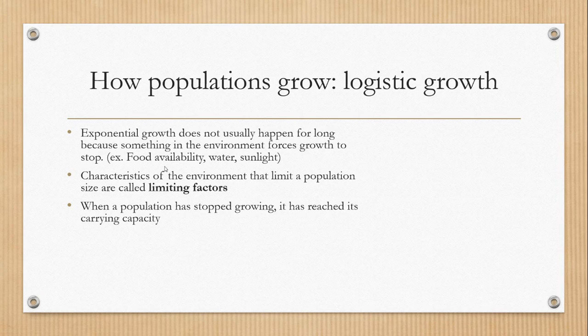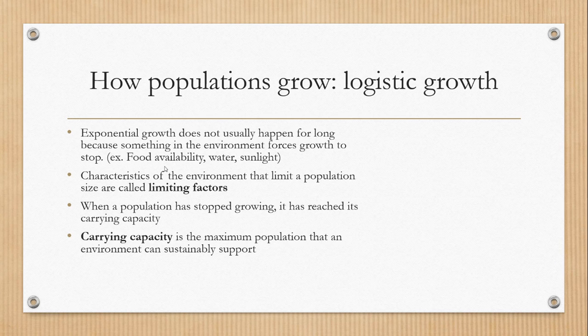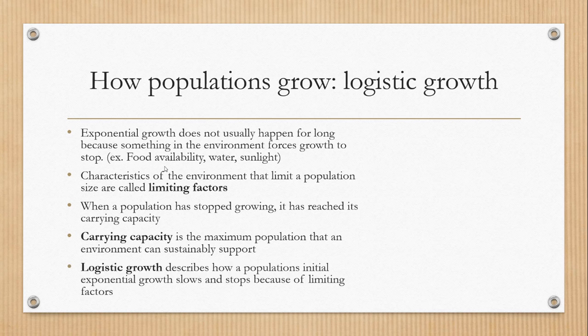When a population has stopped growing, it is said that it has reached its carrying capacity. So every environment, every ecosystem has a limit that it can sustain. That's the carrying capacity. It's the maximum population that an environment can sustainably support. So logistic growth describes how a population's initial exponential growth slows and stops because of a limiting factor.